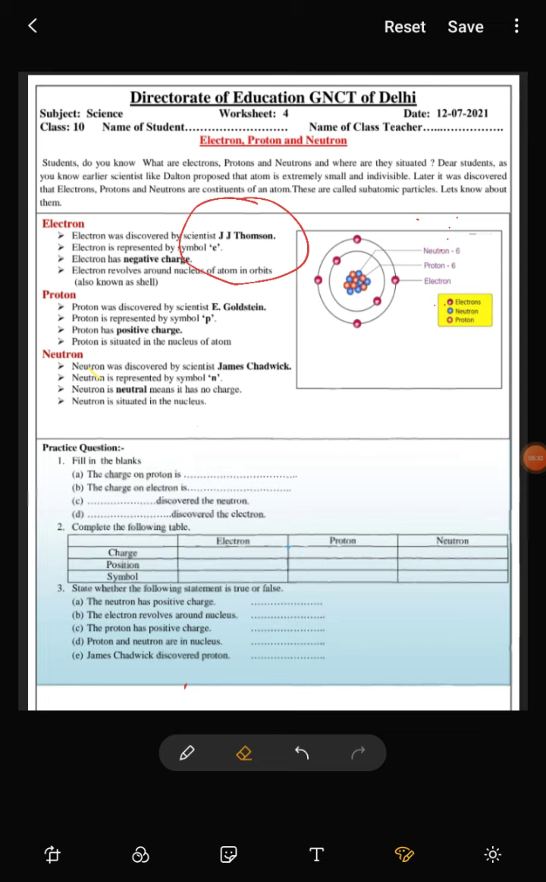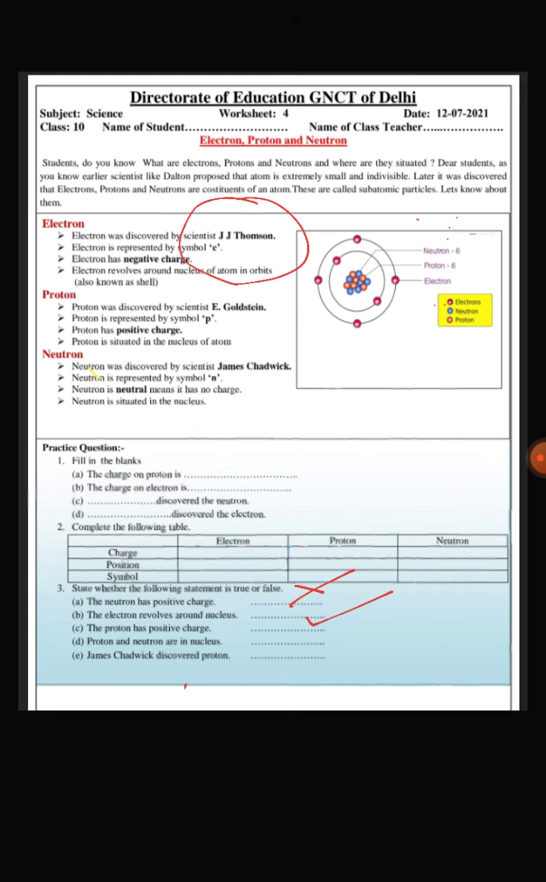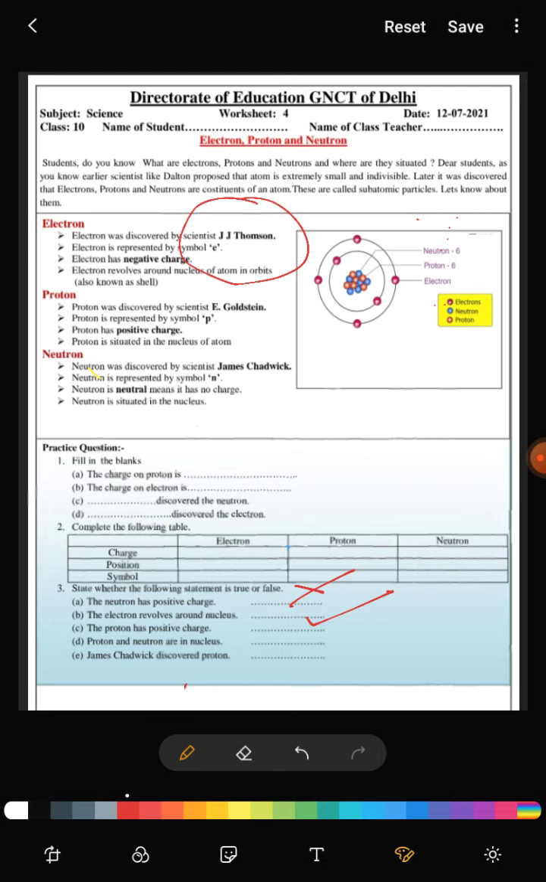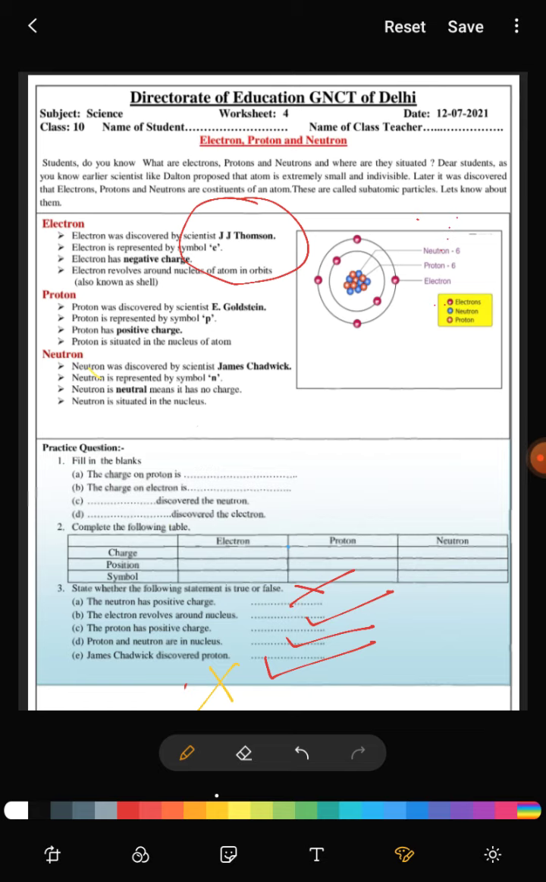in which we have the statements. We should write true or false. Statement 1: the neutron has a positive charge. False. The electron revolves around the nucleus. True. The proton has a positive charge. True. The proton and neutron are in the nucleus. True. James Chadwick discovered the proton. So that is absolutely wrong, because James Chadwick discovered the neutron.